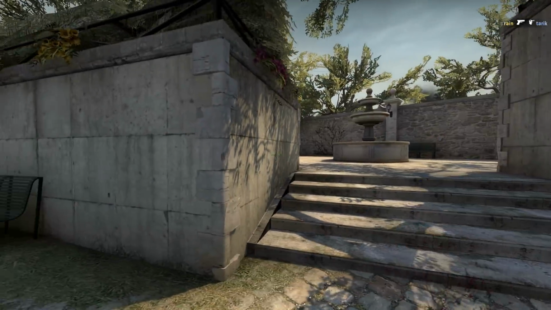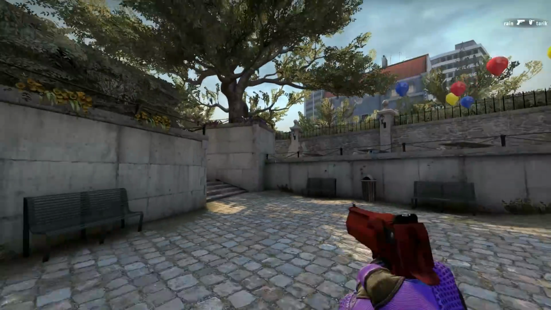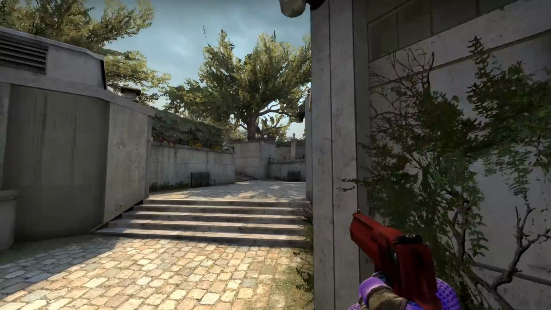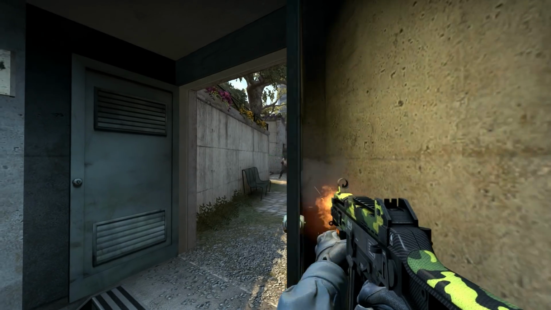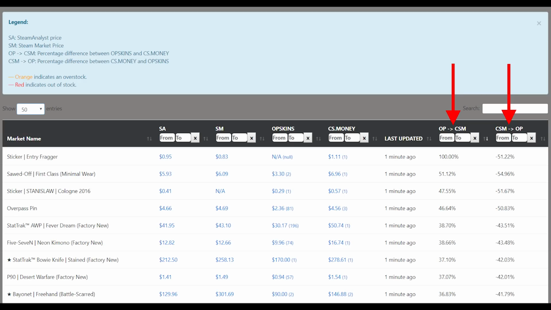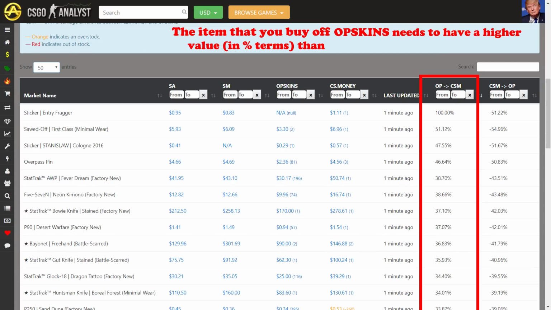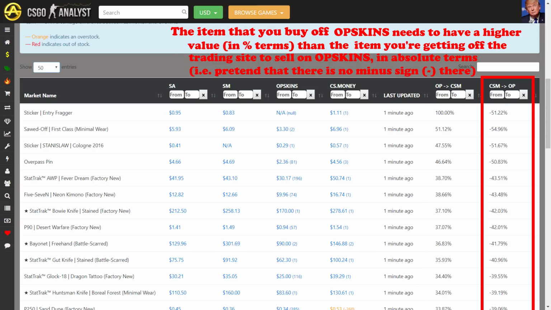Now, having to constantly do this calculation to work out whether you're going to make a profit or not is kind of annoying. And that's where Steam Analyst comes in handy, because on these 2 columns on the right, it'll show you what profit or what loss you're making when you transfer something from one site to the other. All you need to do is find an item where the profit going from OPskins to CS Money is larger than the loss going from CS Money to OPskins in percentage terms.